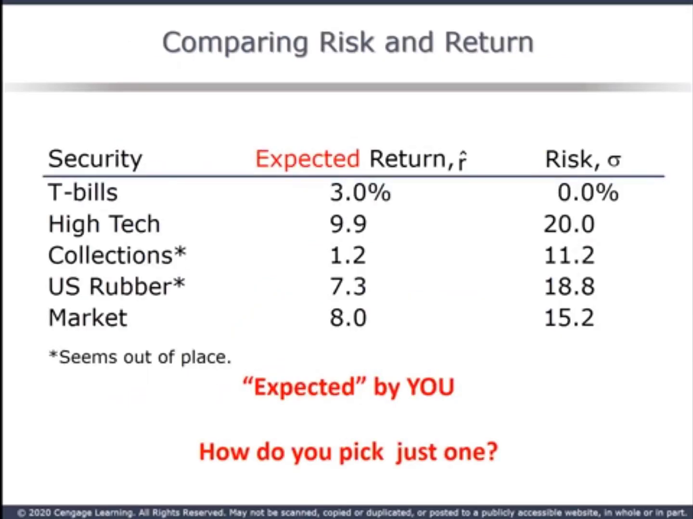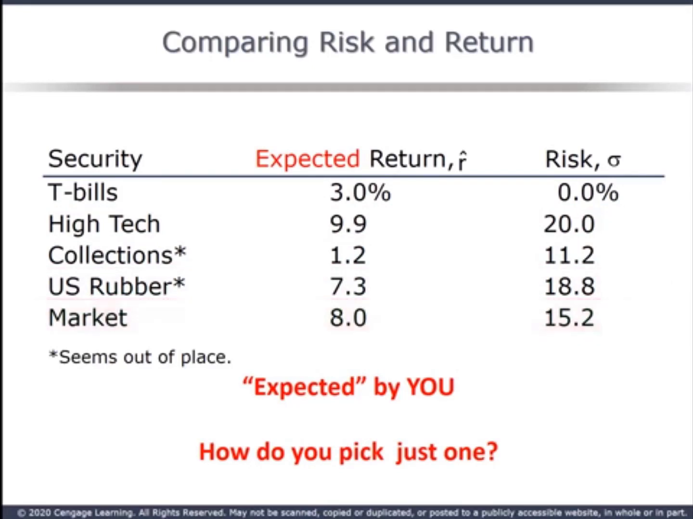Here we have the expected returns and standard deviations for all the assets in our sample group. T-bills, 3% return, 0 risk. High-tech, 9.9% return, 20% risk. Collections, 1.2% return, 11.2% risk. U.S. rubber, 7.3 return, 18.8 risk. And the market, 8% return, 15.2 risk.